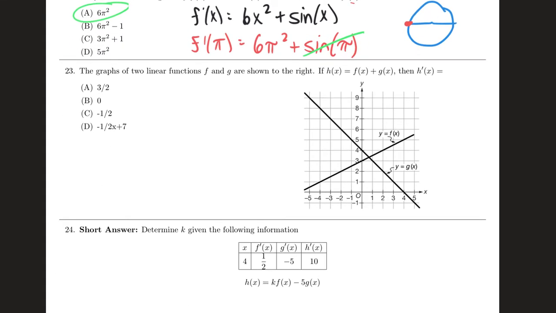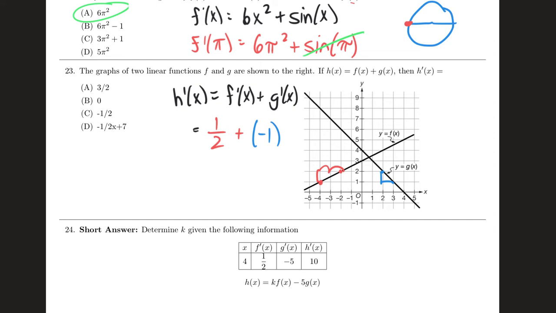At 23, h of x equals f of x plus g of x, so that means h prime of x, using the sum rule, is just f prime plus g prime. But what is f prime? Well, f prime, we know for a line, is just a slope. So we just have to figure out the slope of this line. That looks like a nice point. That's up 1 over 2, which is 1/2. G, both of these look like nice points. Just down 1 over 1 is negative 1. And 1/2 plus negative 1 is negative 1/2.